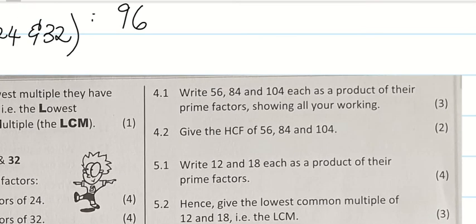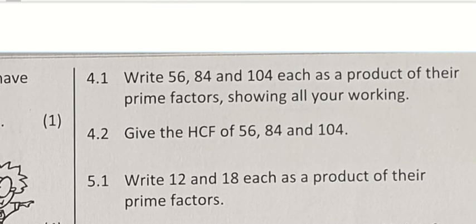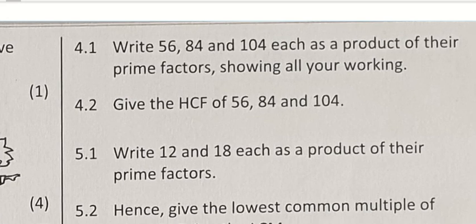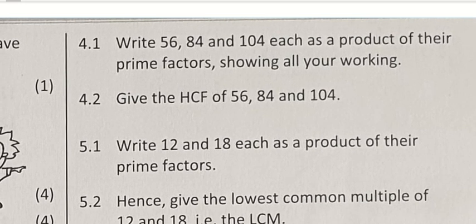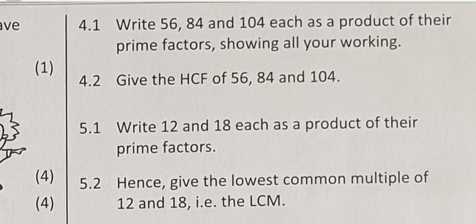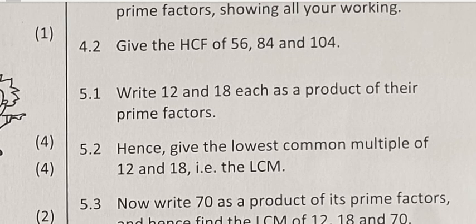By number 4: 56, 84 and 104, each as a product of their prime factors, showing all your working. You can see in this question they don't ask you to write the factors, they only ask you to write the prime factors. So I'm going to give you 1 second to do that, and you can write 4.2 as well, and then we're going to number 5.1 if you are done with that.